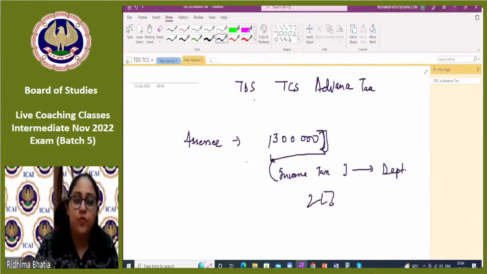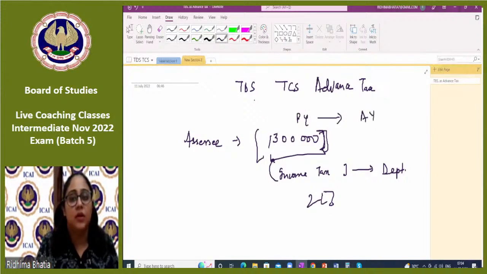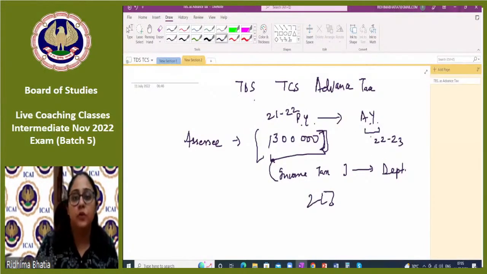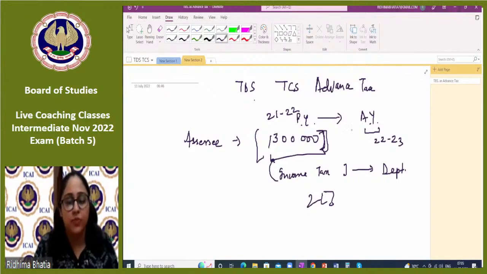Now we know for sure one concept, that the income earned in the previous year is assessed in the assessment year. So whatever you're earning in 21-22 is assessed by filing an income tax return for the assessment year 22-23. This matter of fact is clear. Hence, before you file your return of income, you can deposit this 2 lakh of tax.